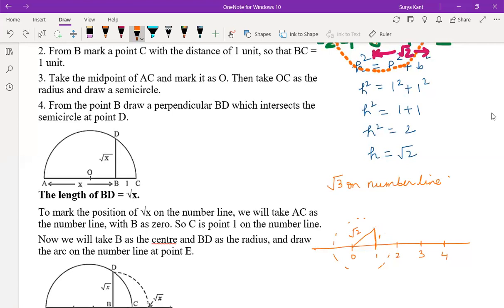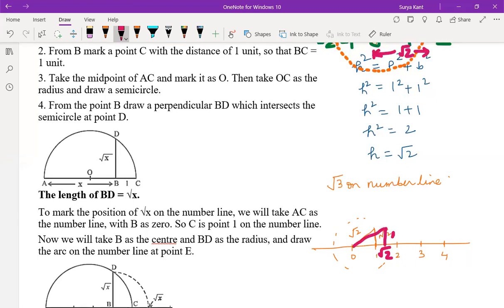So you are getting here 1.414, that is root 2. Now try to make one perpendicular from root 2 itself. This is your root 2. Draw one perpendicular from root 2 at 1 centimeter only, and join O to this perpendicular.